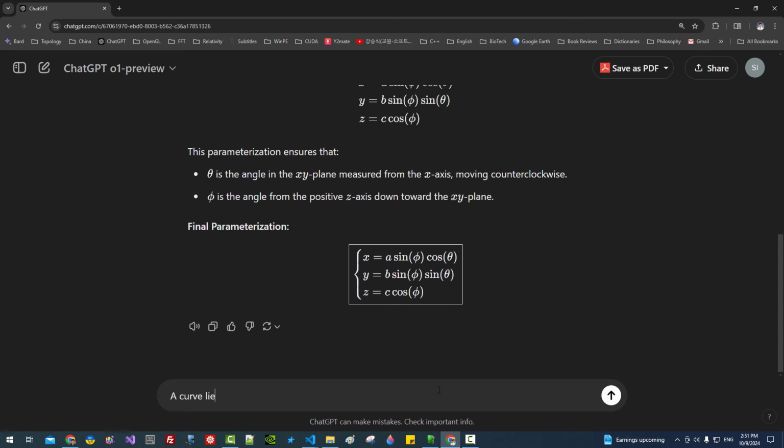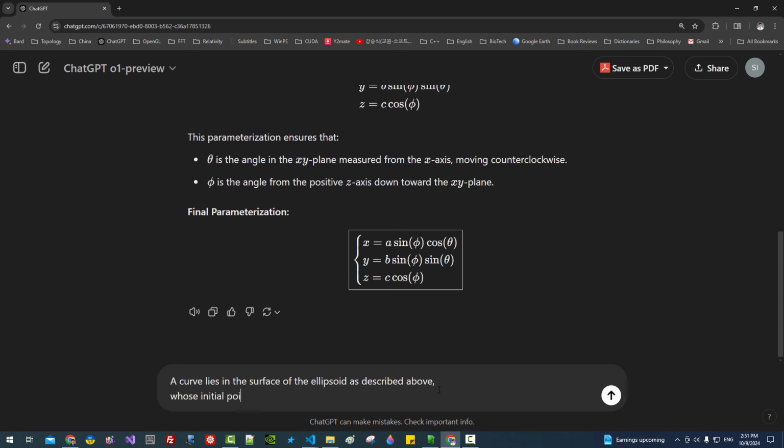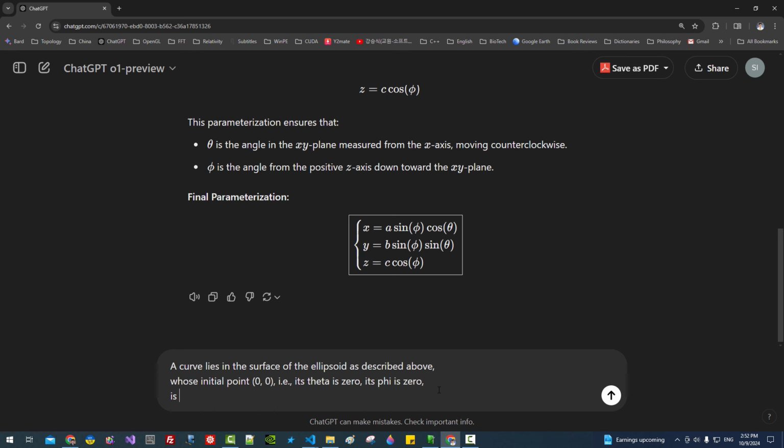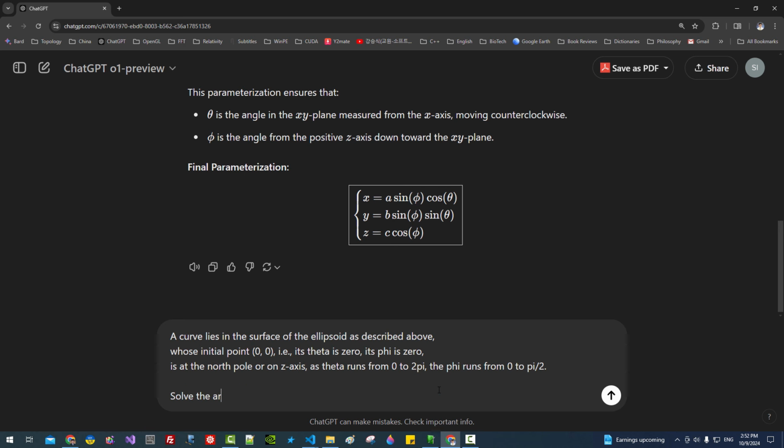A curve lies on the surface of the ellipsoid as described above, whose initial point, where theta is 0, is at the north pole on the z-axis. As theta runs from 0 to 2 pi, phi runs from 0 to pi over 2, a half pi. Solve the arc length of the curve, whatever method you would like to use.